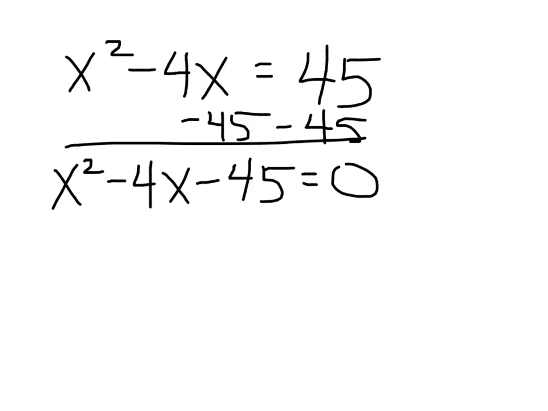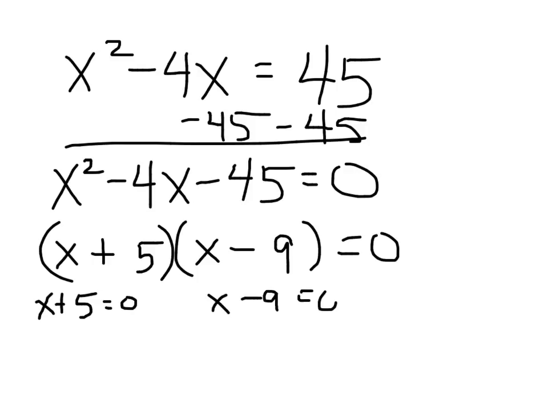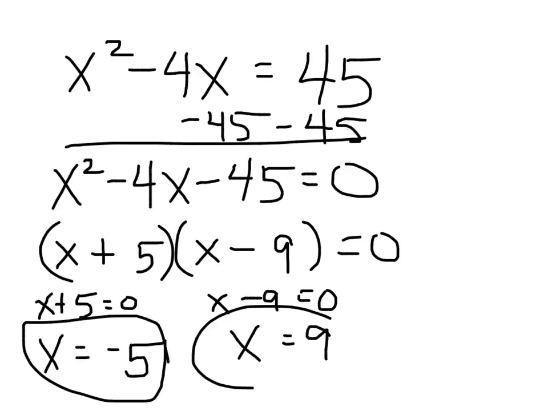What times what gives me x squared? X and x. What times what gives me negative 45, but adds up to be negative 4? 5 and 9 are two numbers that multiply together to give me 45. Can I somehow make them equal -4 if I add them? Negative 9 plus 5, good job. Now if I set each of those equal to 0, I get x equals -5 and x equals 9.